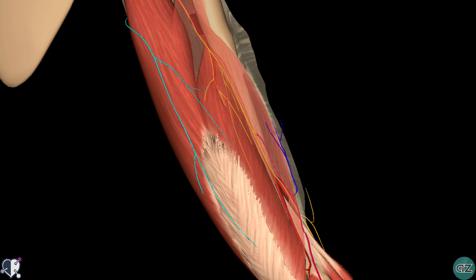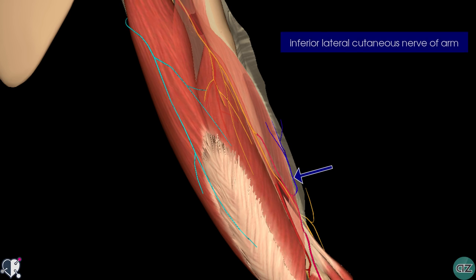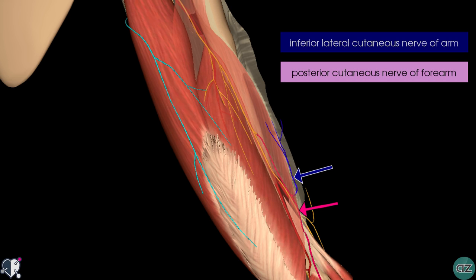The radial nerve gives off 2 more sensory branches in the arm, the inferior lateral cutaneous nerve of the arm and the posterior cutaneous nerve of the forearm. From this posterior view, you can see the inferior lateral cutaneous nerve of the arm in dark blue colour and the posterior cutaneous nerve of the forearm in pink.